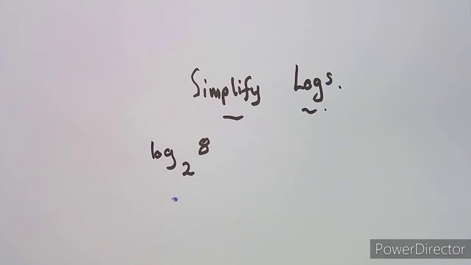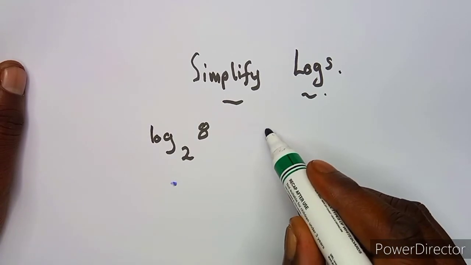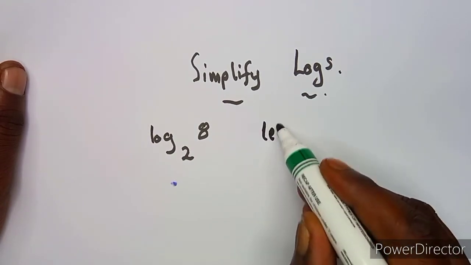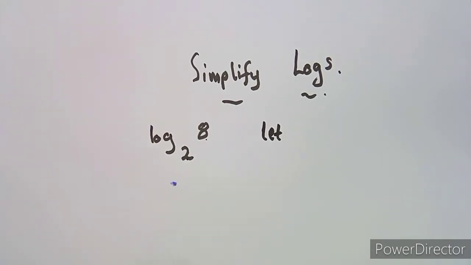I've got the first method, which I'm going to explain from the relationship that we had from the exponential and index form. Since I know that this logarithm of 8 in base 2 is going to give me a certain answer.